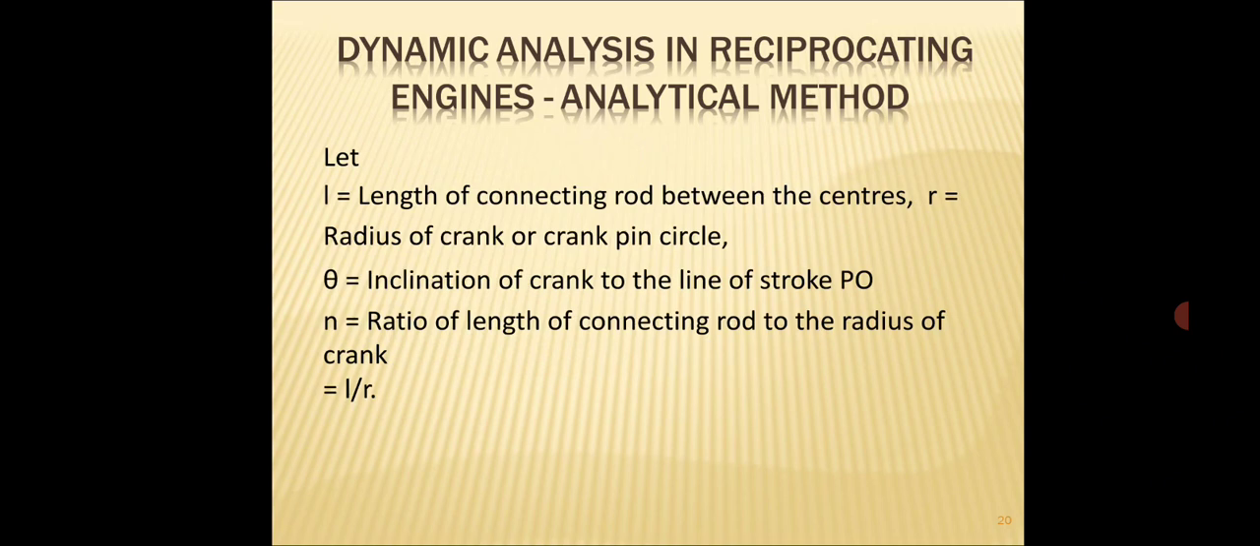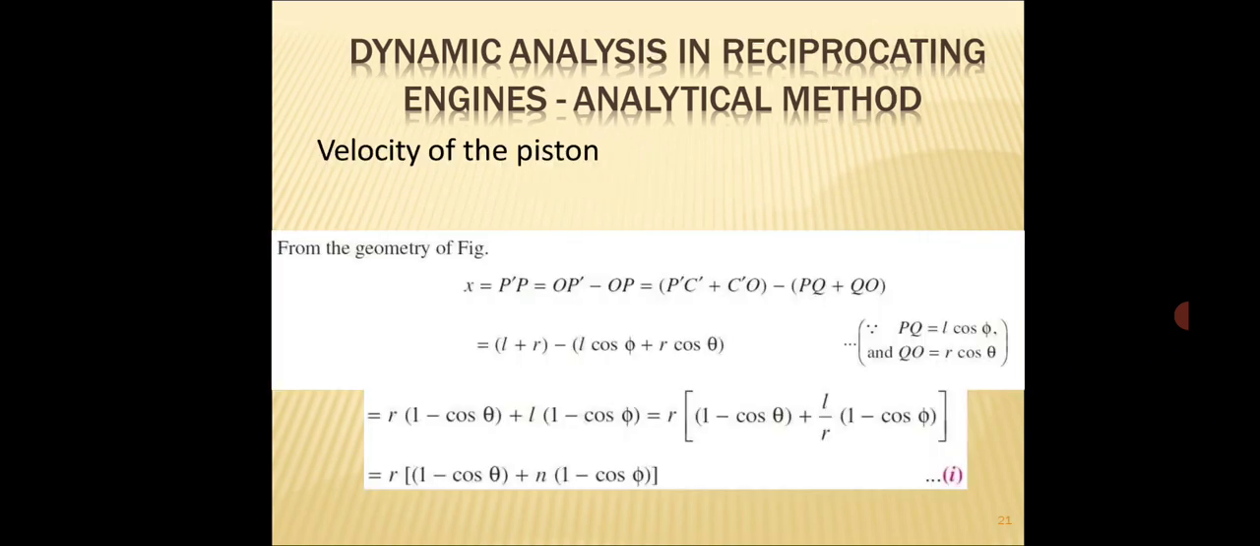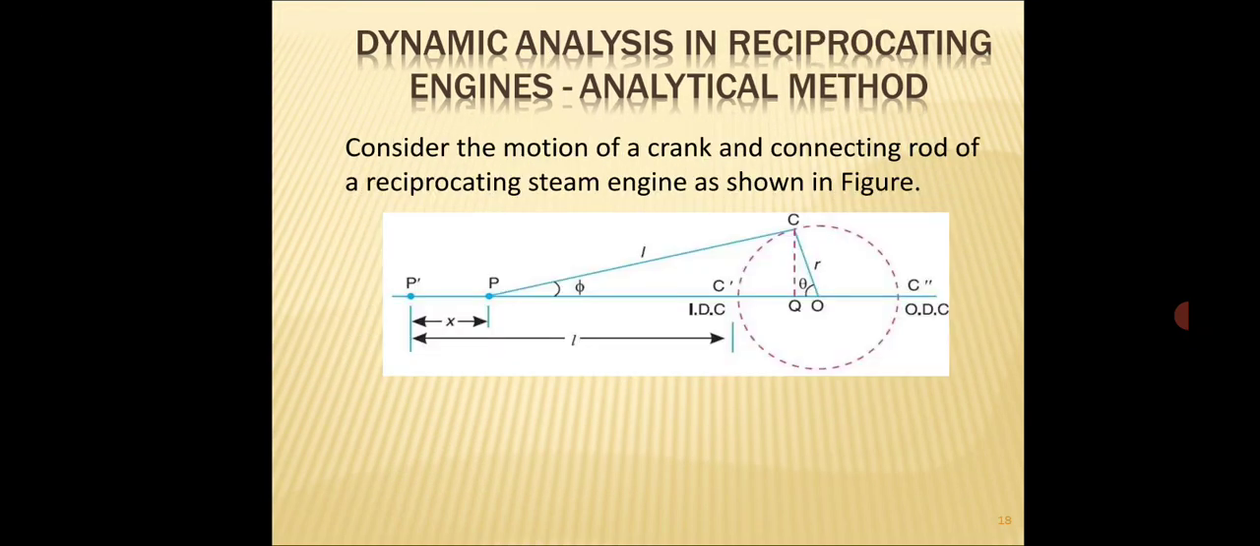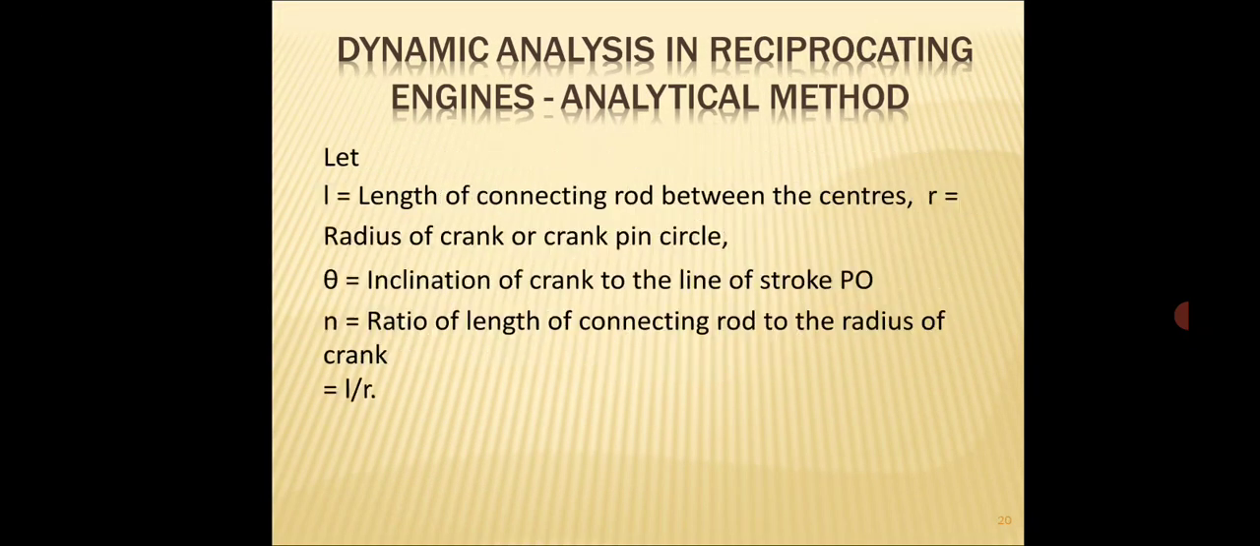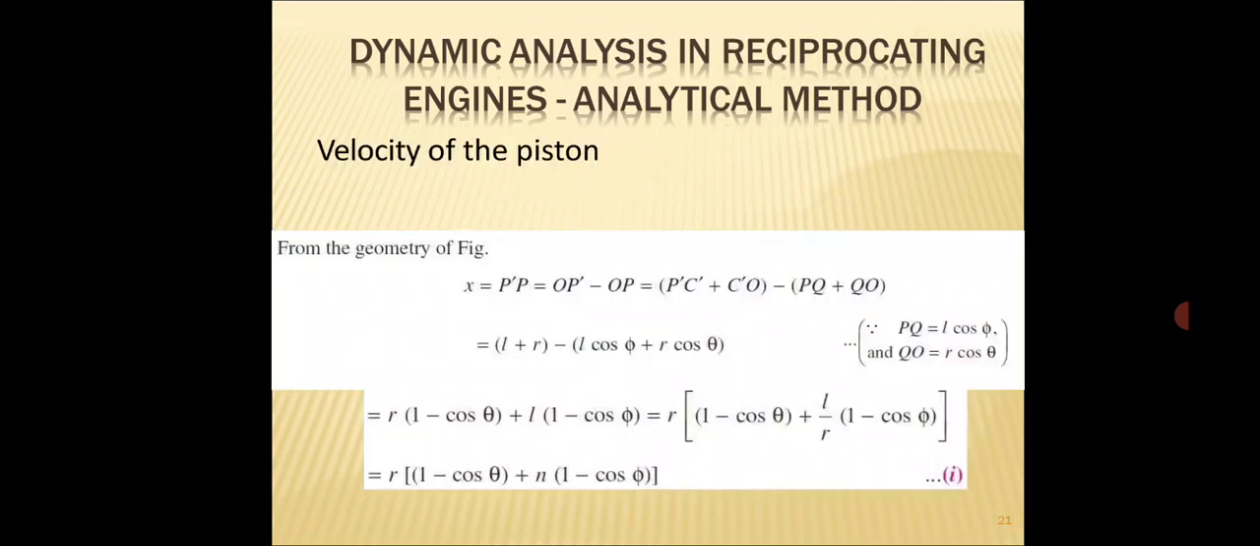Then n is the ratio of the length of the connecting rod to the radius of the crank, that means L by R. Then move on to the velocity of the piston. You have to find out the velocity of the piston by means of the derivation. So from the geometry, in this diagram, the derivation is: let x be the displacement.